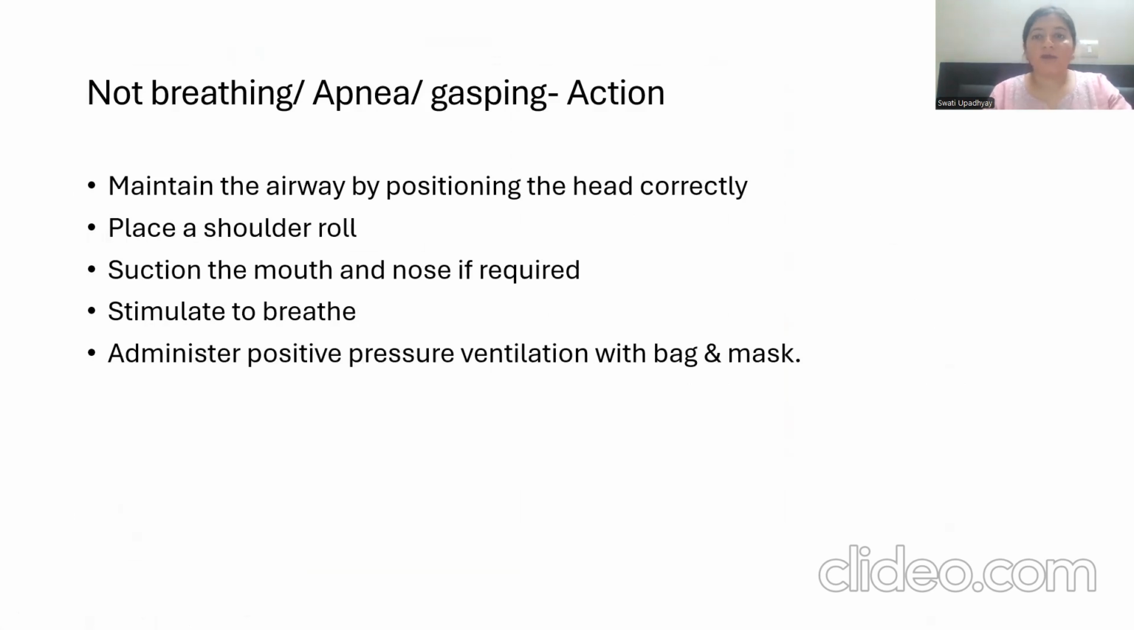Now, we have assessed the baby's oxygenation and respiratory status. So what actions do we take next? Now, if the baby is not breathing, is having apnea, or if the baby is gasping, maintain the airway by positioning the head correctly. Place shoulder roll immediately. Suction the mouth and nose if there are visible secretions. Stimulate the baby to breathe and administer positive pressure ventilation with bag and mask.